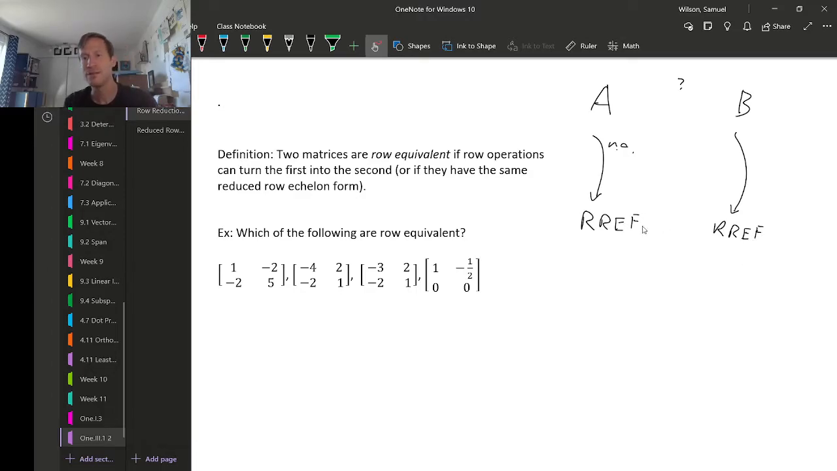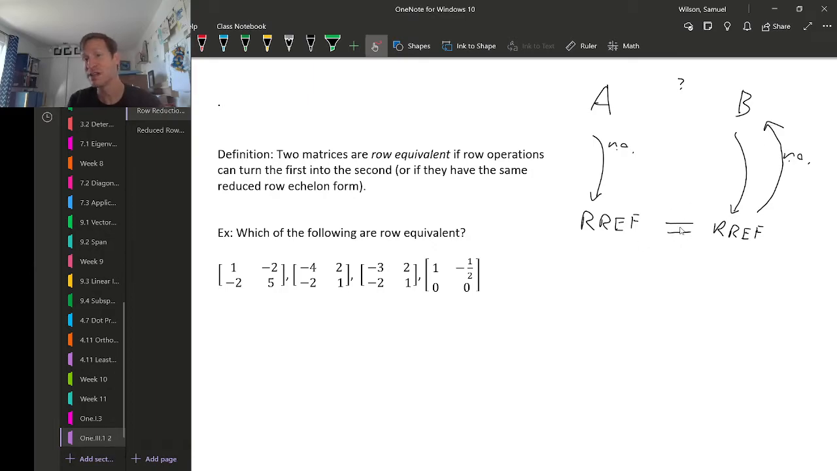Okay, well, there are two possibilities now. If these two reduced row echelon forms are actually exactly the same matrix, then we can get from A to B by doing row operations, because first we do all the row operations to reduce A, and then we undo all of the row operations that would have turned B into its reduced row echelon form. Right? So here we're using the fact that row operations are all undoable using other row operations. So if these two matrices have the same reduced row echelon form, then they're actually row equivalent.